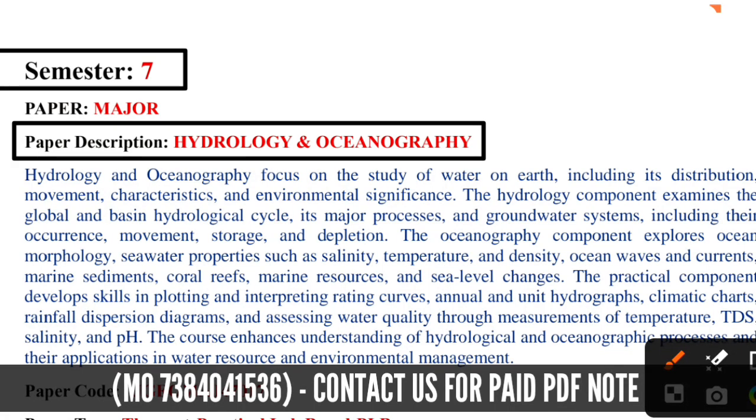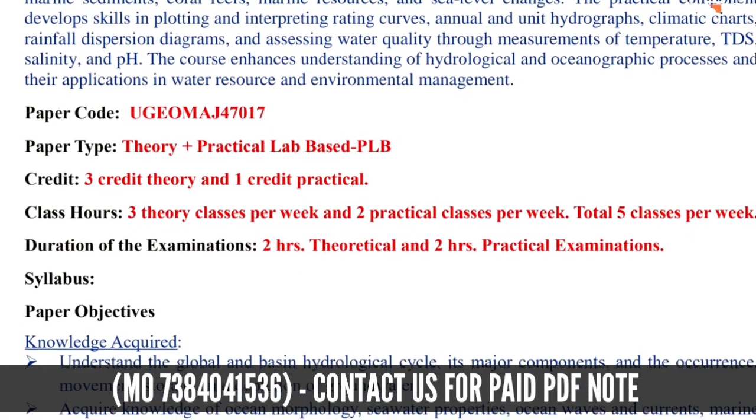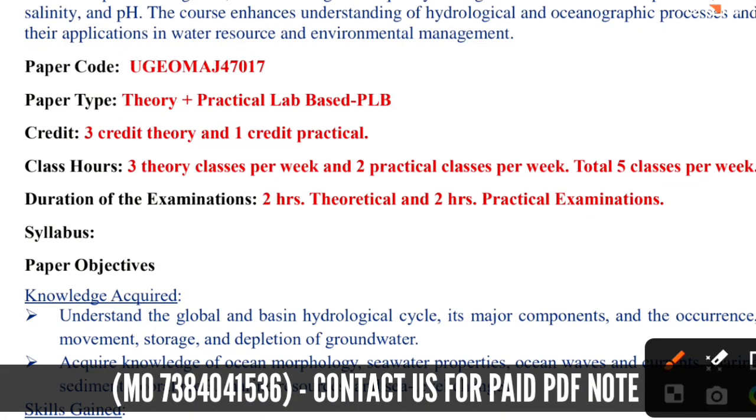Today's video is very important for all NBU Semester 7 Geography major students. In this video, we are going to discuss the complete syllabus of Hydrology and Oceanography. This is major 17, and the paper code is major 17. This paper has both theory and practical parts. It has 3 credits for theory and 1 credit for practical.